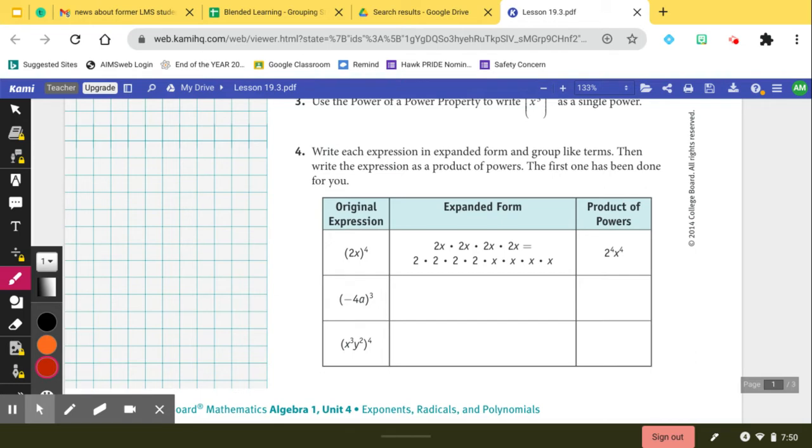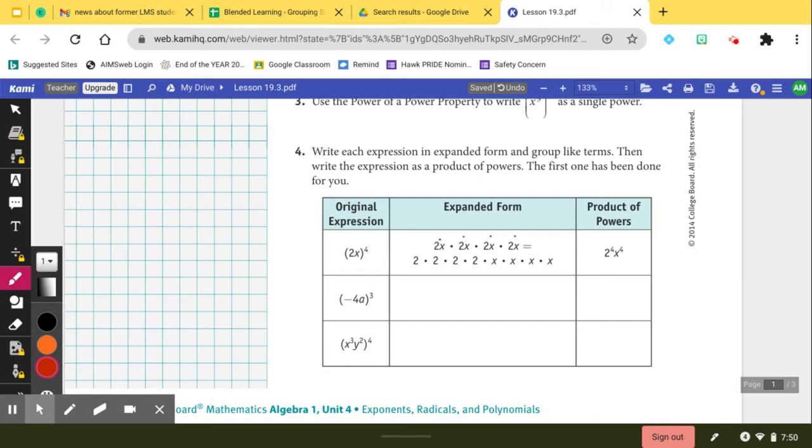So if I have 2 times x being raised to the 4th power, well, 2 times x being multiplied by itself 4 times becomes 2 times x times 2 times x times 2 times x times 2 times x. And then remember that those coefficients don't belong to the variables. It's just saying multiplication.